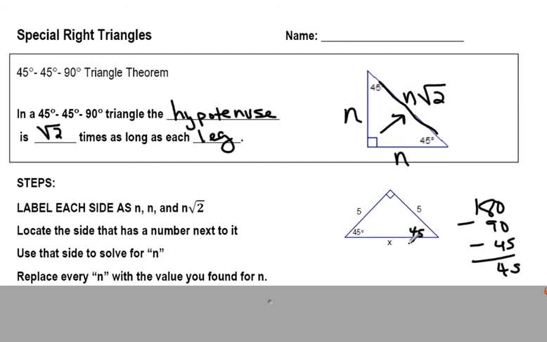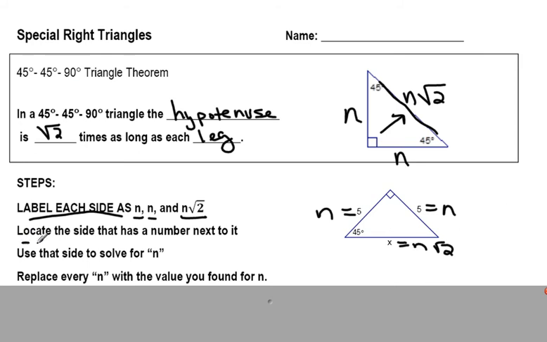Now in order to find one of the missing sides, we do just like we had labeled up here. We label each side as n, and n square root of 2. So the side opposite 45 is equal to n. The side opposite the 45 is equal to n. The side opposite the right angle is equal to n square root of 2.